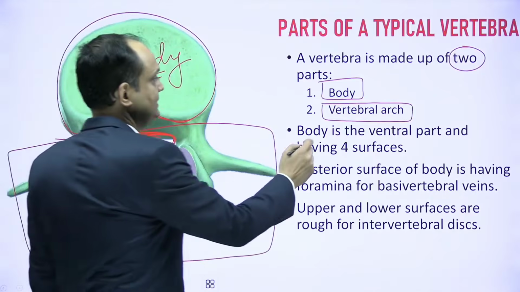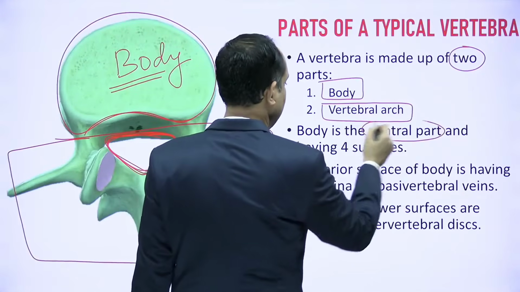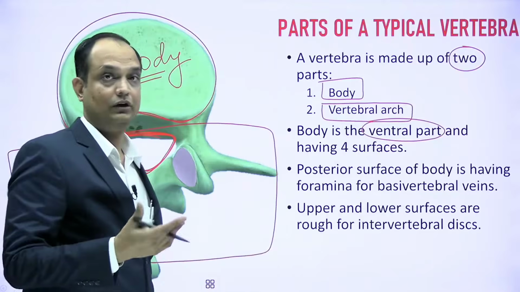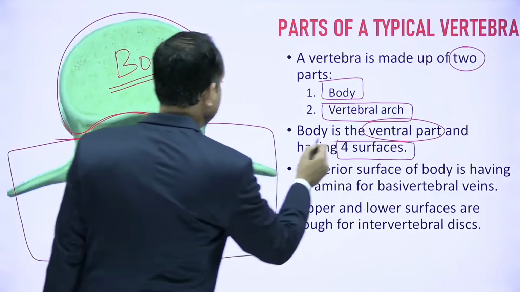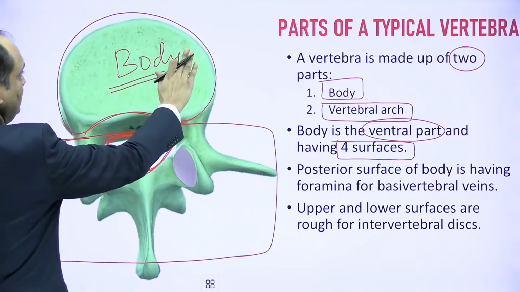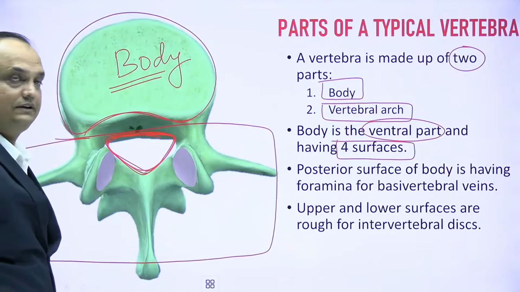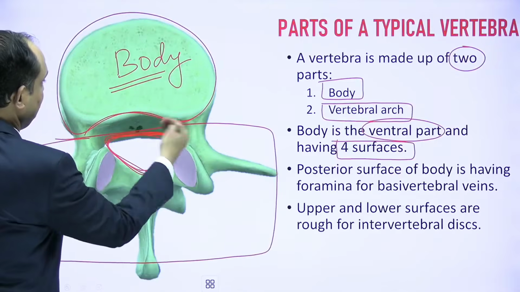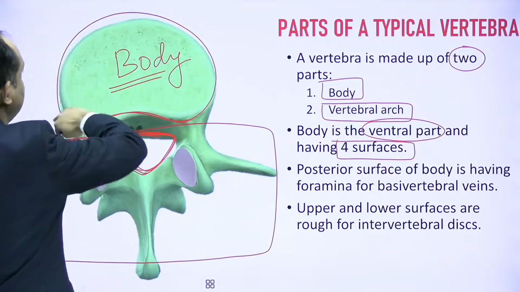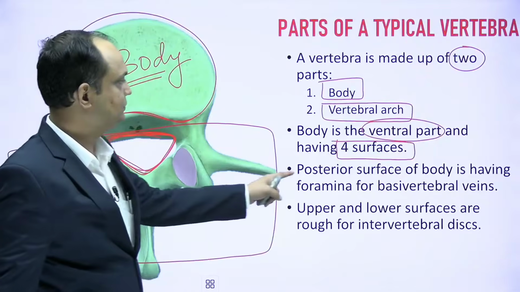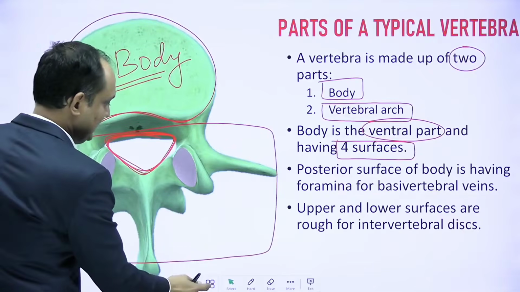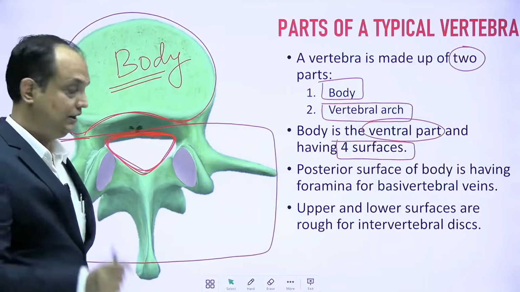The body has the ventral part and it has the dorsal surface. The body has a total of 4 surfaces. This is one surface which you are able to see. This is the superior surface. Then you will have the inferior surface. This is the posterior surface and this will become the anterior surface. Now the posterior surface of the body has a few important foramina.